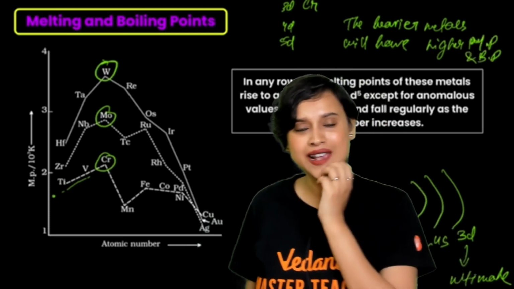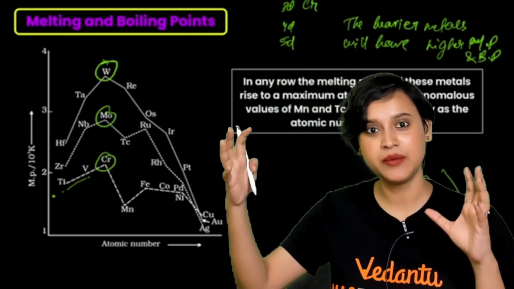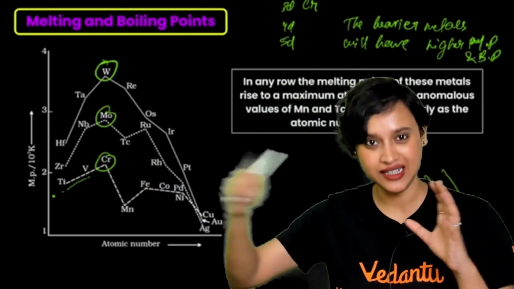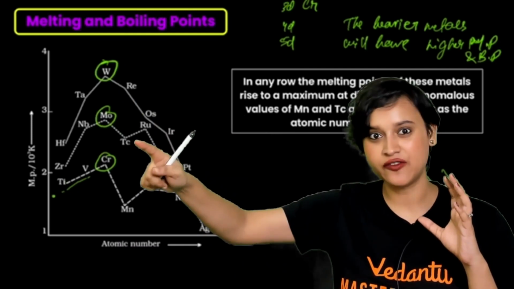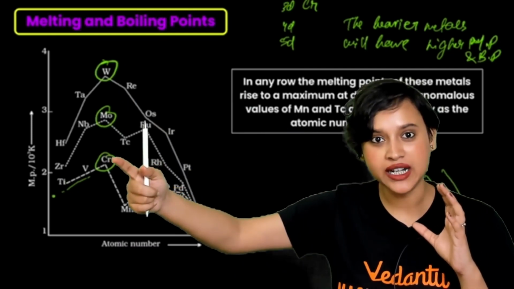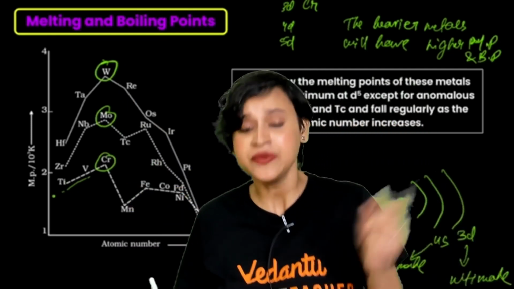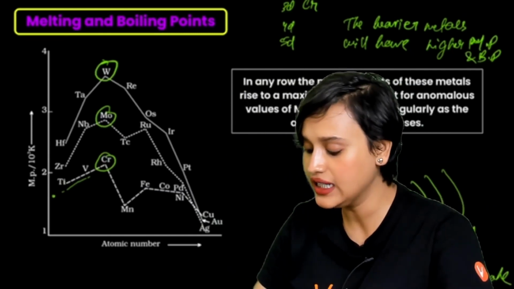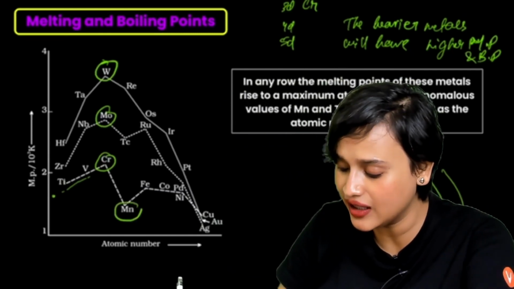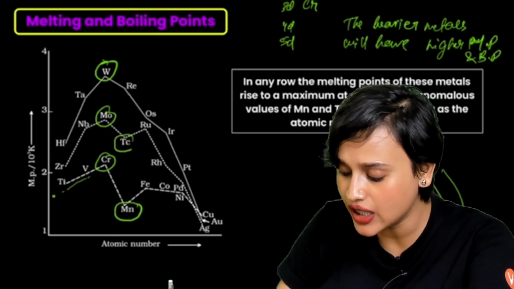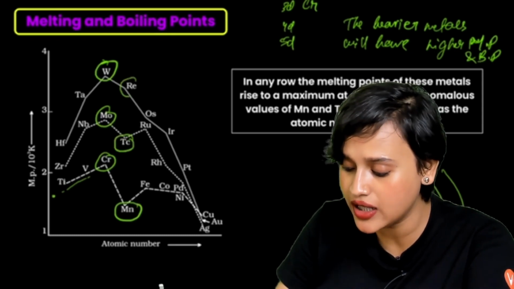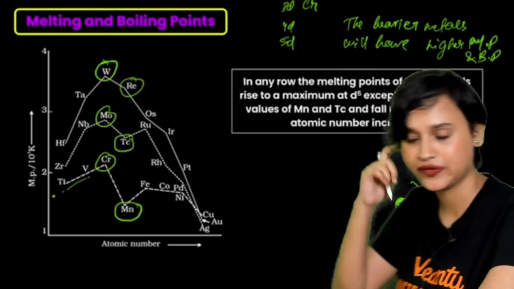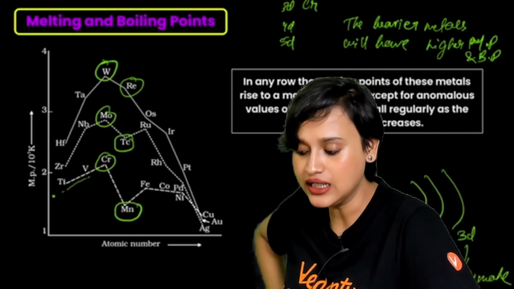Why? Because bigger size, more metallic bonding. Yes, bigger size. The electrons are free. The electrons will form bonds better, and that is why they will have higher. Now, look at the graph very nicely. Do you see that here, in case of manganese, in case of technetium, and in case of rhenium, there is a drop. There is a drop in the graph.